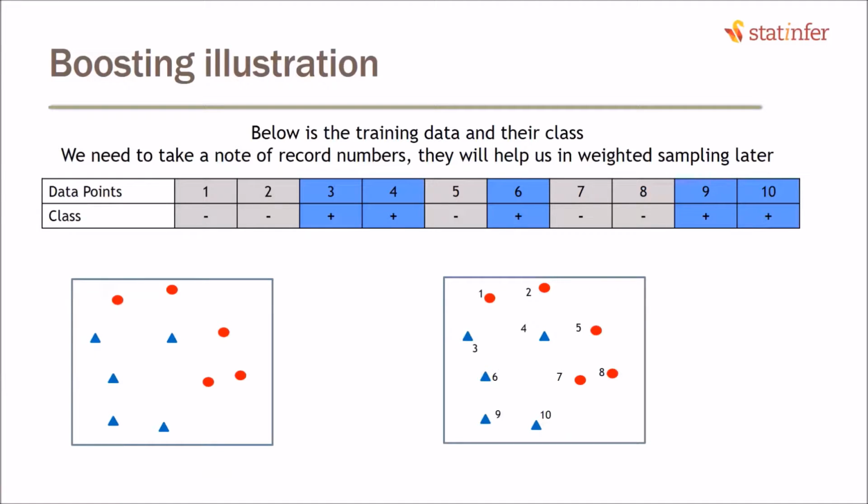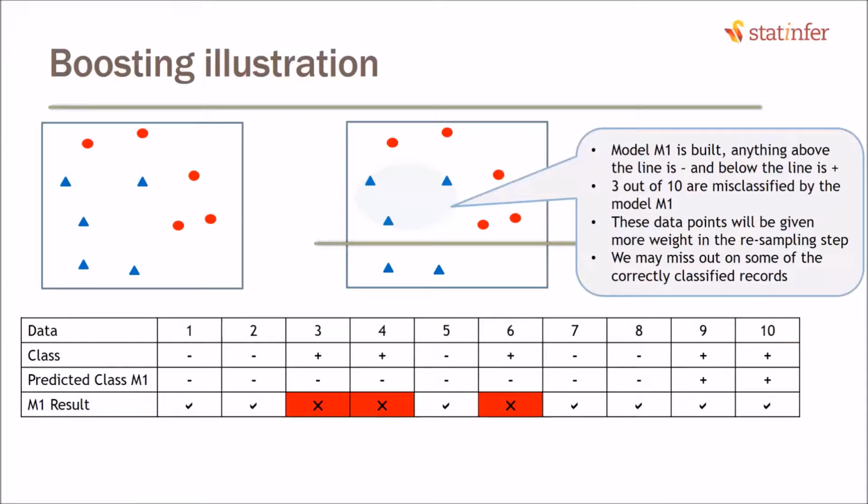So here there are 5 positive points in blue and 5 negative points in red. 1, 2, 3, 4, 5, these are the points. You can directly see the points here, first point, second point, and 3, 4, all these are the points. Now what happened? We built the model M1. This is the classifier M1 that we have built. 3 out of 10 are misclassified by model M1. What are they? 3, 4 and 6. These are misclassified by model M1.